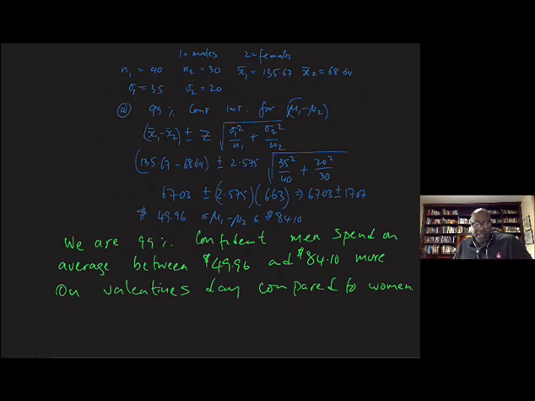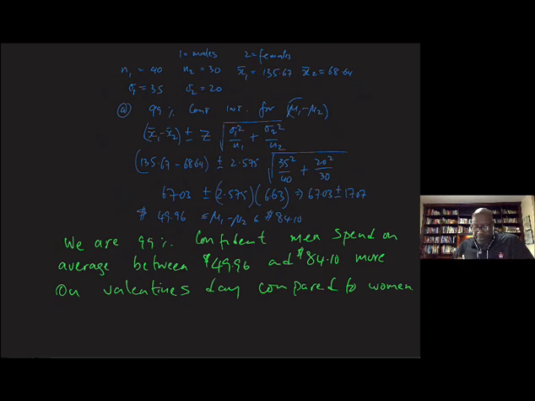One of the things to note is that as long as that interval does not contain a 0, if the interval contains a 0, then it's possible that it could be the same, right? Because 0 difference means that mu1 is equal to mu2. A negative difference means that mu2 is larger than mu1.